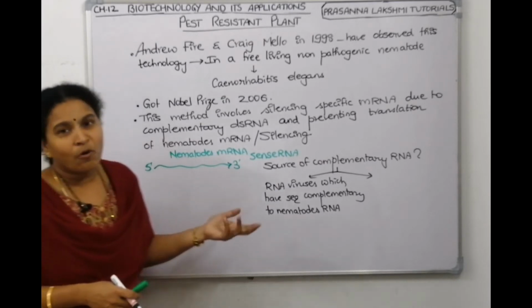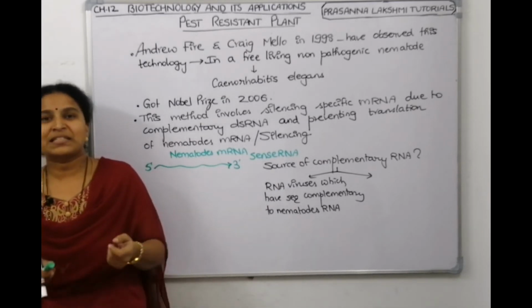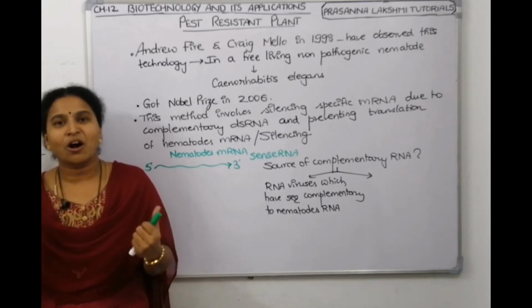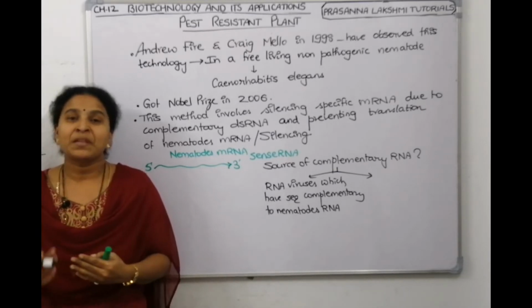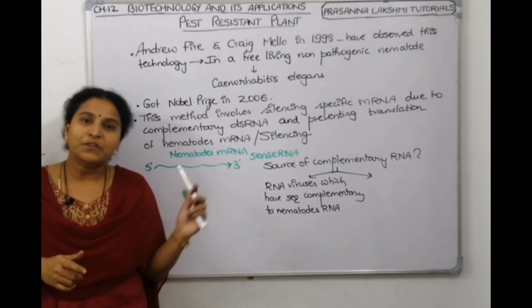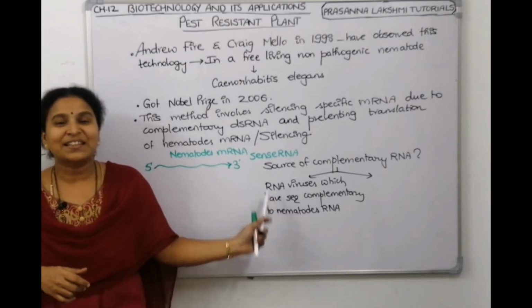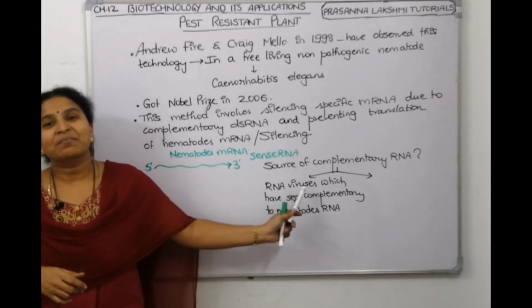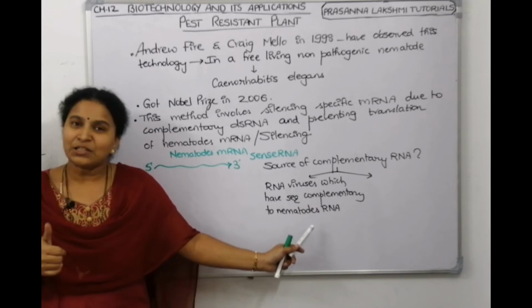So, we have to go and search. Mix and match we do, right? We take a top and then we go and buy the matching bottom. In the same manner here also, for the nematode's RNA, we are going to check for the matching RNA from the RNA viruses. That is one source.